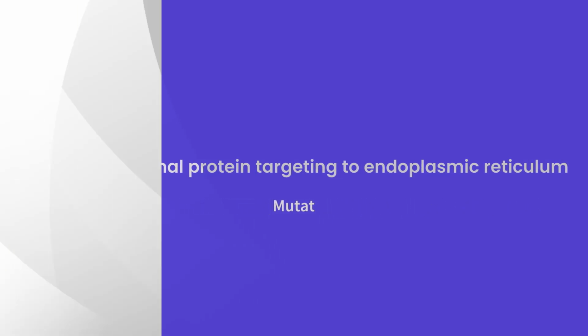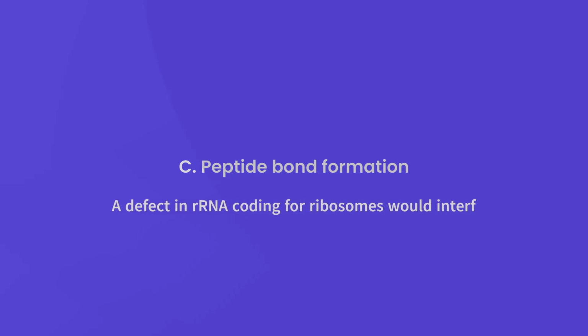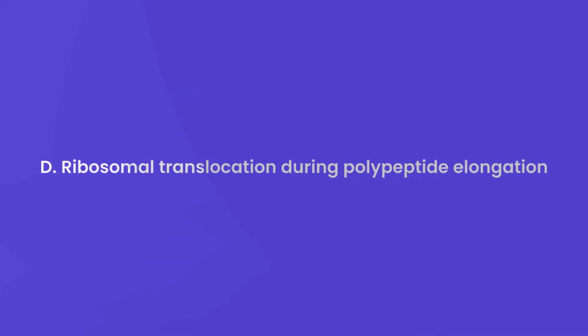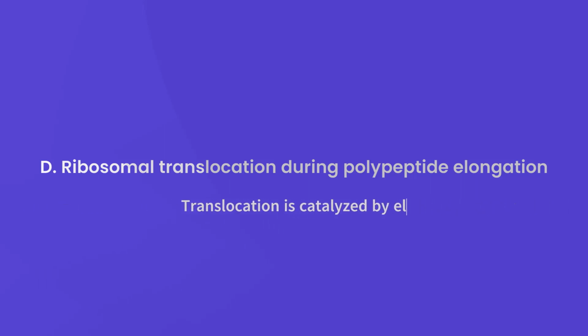C. Peptide bond formation. Peptide bond formation is catalyzed by peptidyl transferase, an RNA enzyme, ribozyme, that resides in the large ribosomal subunit. A defect in rRNA coding for ribosomes would interfere with this process. D. Ribosomal translocation during polypeptide elongation. During polypeptide elongation, the ribosome moves 3 nucleotides toward the 3' end of mRNA, advancing peptidyl tRNA from the A site to the P site. Translocation is catalyzed by elongation factor 2 and requires GTP hydrolysis.